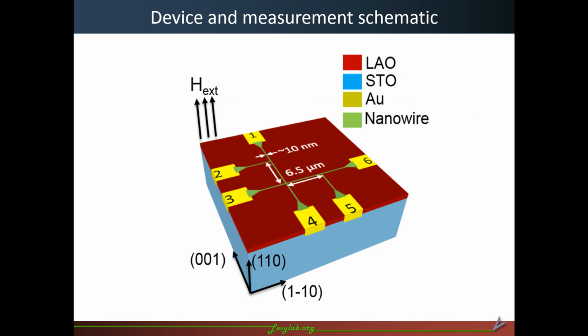So here is the schematic of our device and measurement. Basically, the nanowire is 10 nanometers wide for both directions, and the separation between the 2 electrodes is 6.5 micrometers for both directions. And we can source current between electrode 1 and 6 and measure the 4-terminal voltage drop along the 001 direction and also the 1-10 direction.